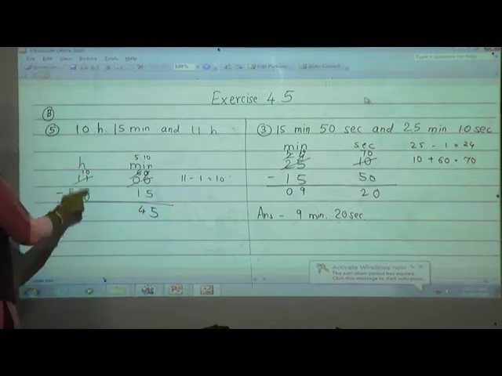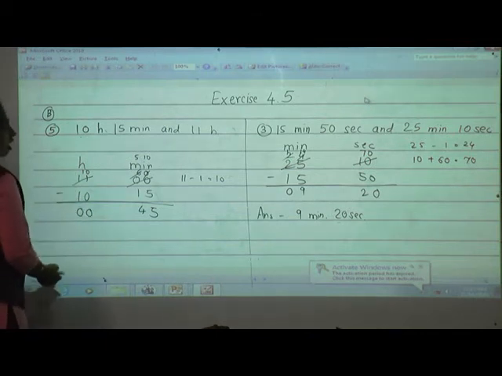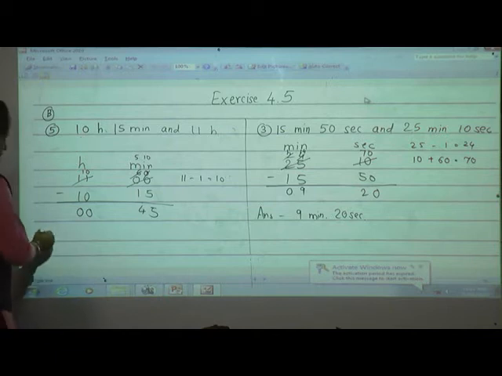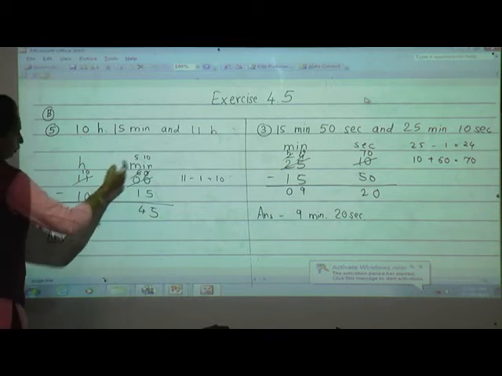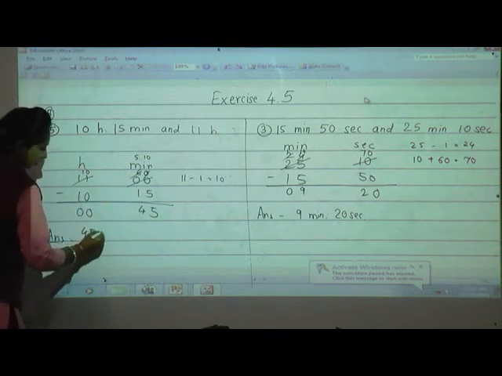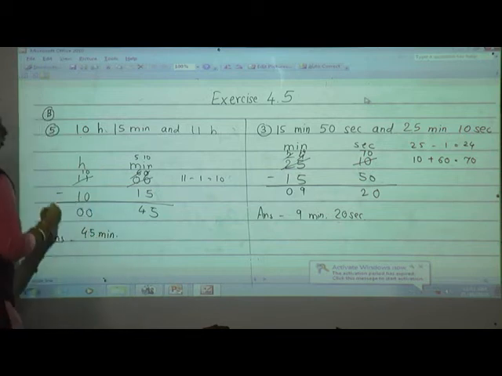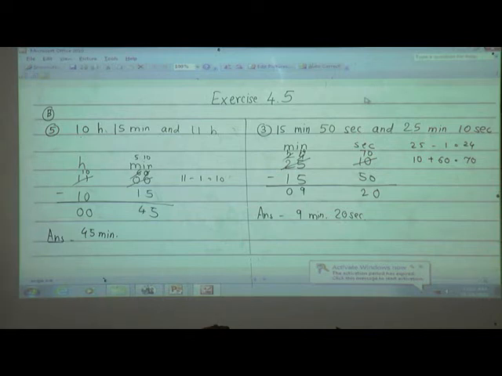Now here 0 minus 0, 0. 1 minus 1 is 0. So how much do we have remaining? What is the difference? 0 hours, no need to write, only 45 minutes. Clear? Yes? Is that clear, students? Yes, very good. Now remaining examples you are going to solve on your own. Now we will go to the C question.